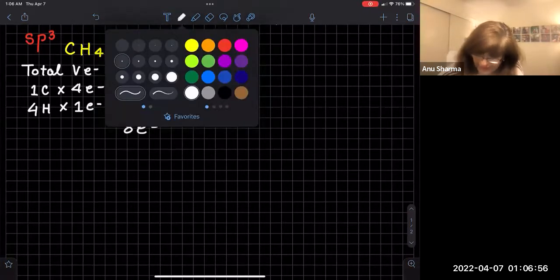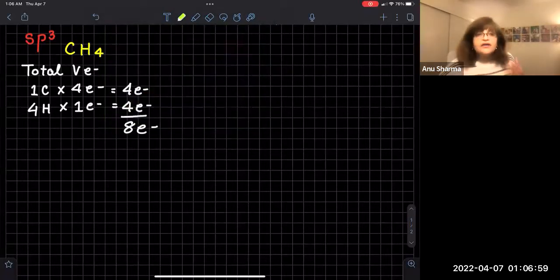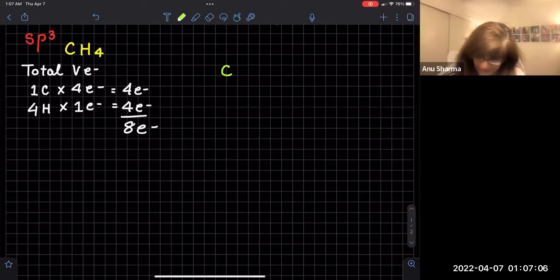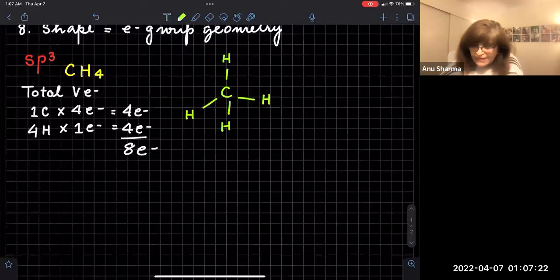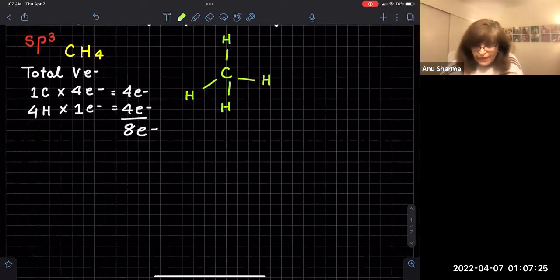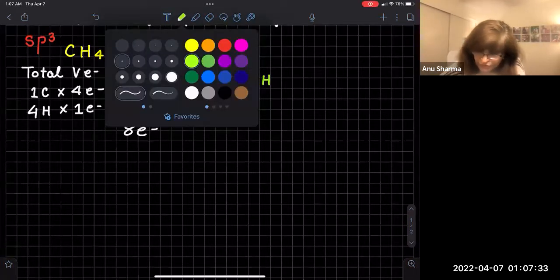That's one piece. Next is, let's draw the Lewis structure. Carbon makes 4 bonds, hydrogen makes only 1 bond, so carbon goes in the middle. So here is this carbon, and we have these 4 hydrogens connected to carbon in a tetrahedral fashion. Now here is the Lewis dot structure of carbon, and if you look, the octet of carbon is met. Hydrogen doesn't follow the octet, but hydrogen has 2 electrons, which is good.